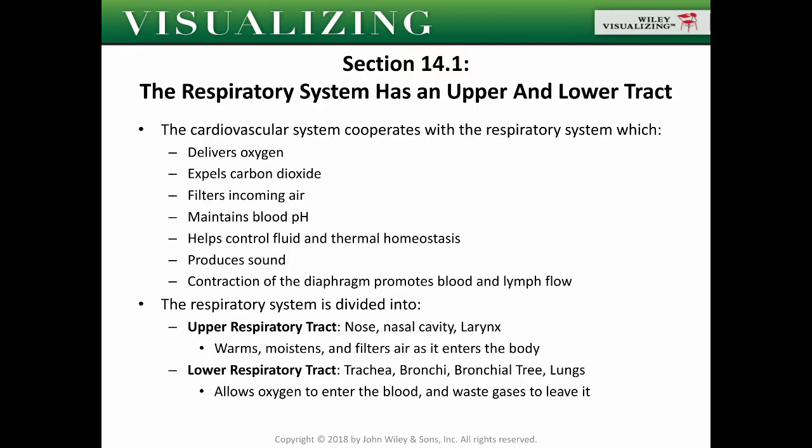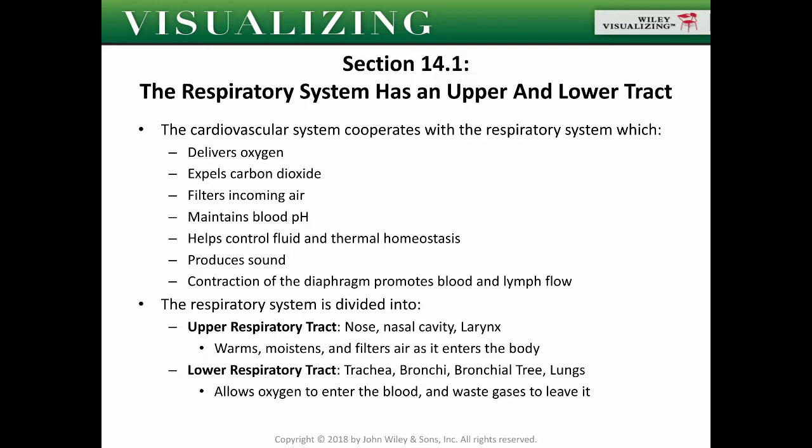So aside from those homeostatic controls, we also have sound production. Of course, we are able to speak with the help of our respiratory system. With the help of the air, we can actually articulate sounds and produce words and sentences. Now, contraction of the diaphragm has an indirect effect on the blood and lymph flow. The diaphragm is on the thoracic cavity, so a contraction of the muscles has an effect on the vascular system of the blood and the lymph.